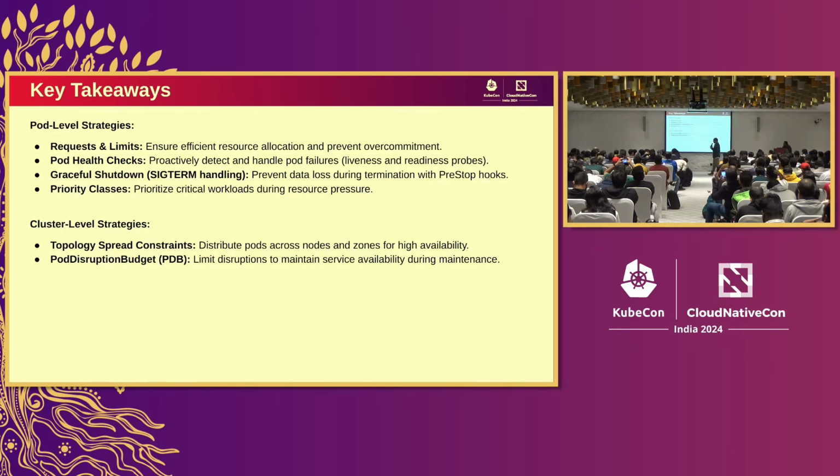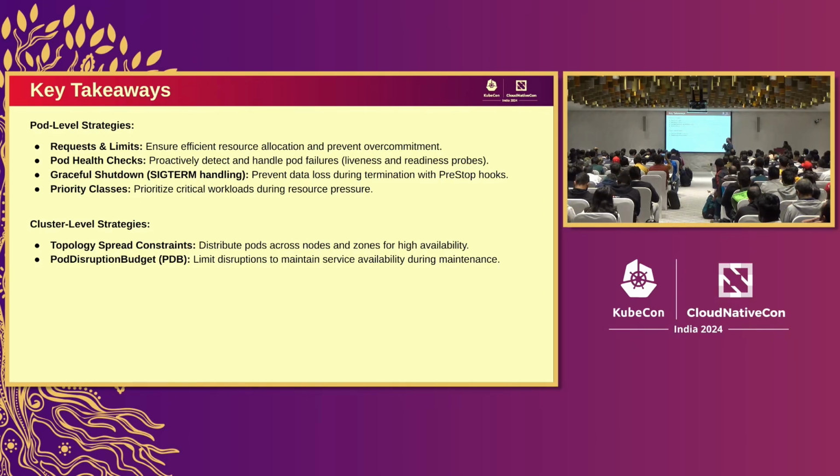Second is always design good health checks. As we saw, if you have both liveness and readiness with the same endpoint, you might end up having cascading failures and you might have more issues. Always make sure that you design your health checks well. Third is graceful shutdown, which we saw through pre-stop hooks and the application gracefully shutting down. Make sure you handle that in your code itself.